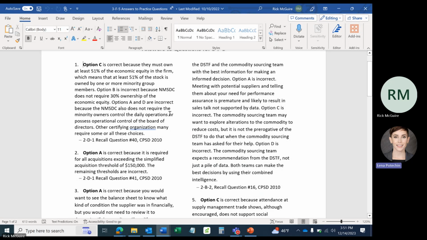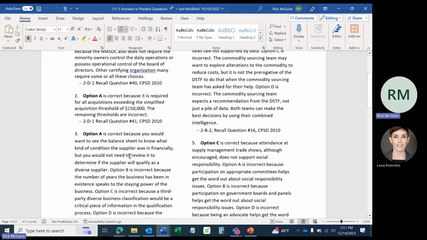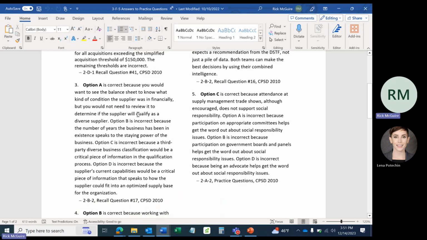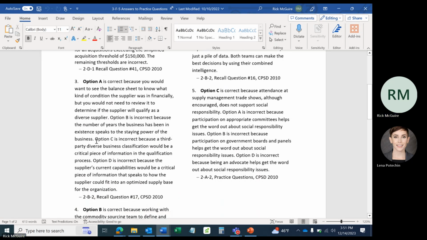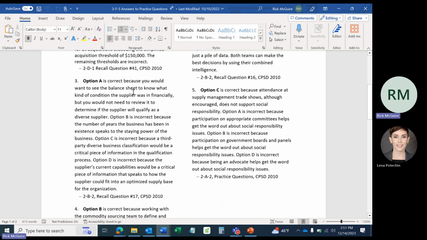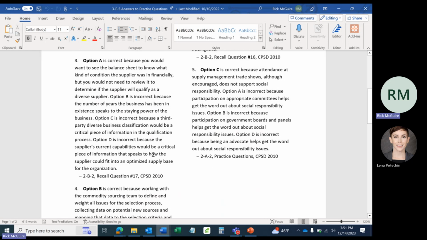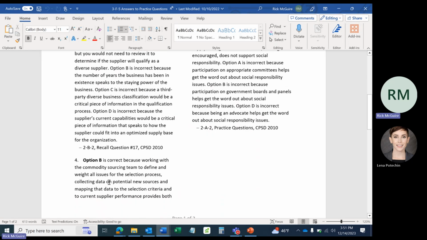I think I'm done. All right. So number 1 is Charlie. Yeah, 51% is the magic number. 2 is alpha, 150. 3 is also alpha. You would want to see the balance sheet. Oh, yeah, because the company's going to be a small company, more than likely.